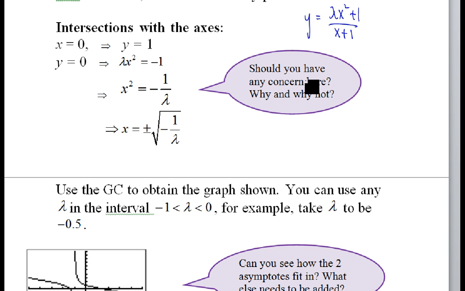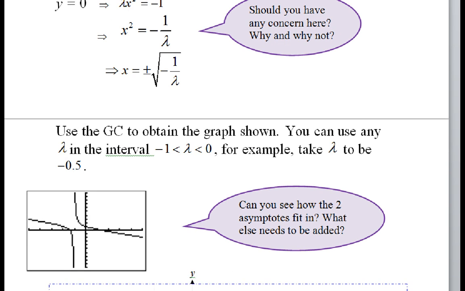But how to use GC? We don't know lambda, right? Can we use GC? Can, of course we can. Just use the GC and you substitute any value between -1 to 0, maybe -0.5. What you get from the GC is just a shape. Don't trust the values. Get the shape out. So assuming we enter this lambda is -0.5 into your GC, we get this shape.